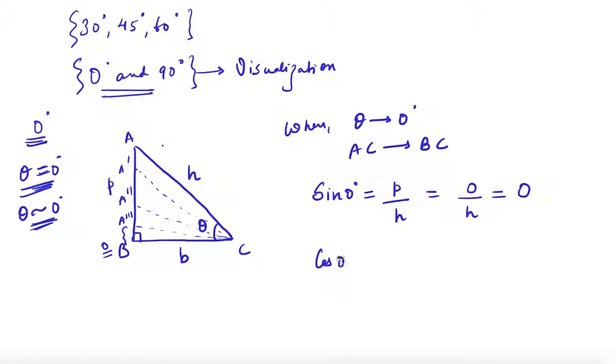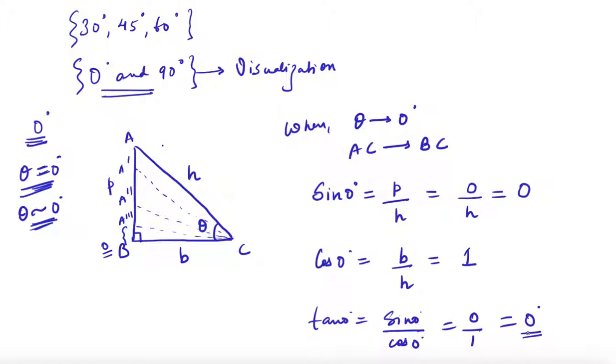Similarly, cos 0. Now cos 0 is base by hypotenuse. When theta approaches 0, the base is coinciding with the hypotenuse, and the lengths of both base and hypotenuse will approximately be equal. So this will be equal to 1. Hence cos 0 is equal to 1. Now tan 0 is simple, because tan 0 is nothing but sine 0 by cos 0. So this becomes 0 by 1, which is equal to 0. Hence tan 0 is 0.